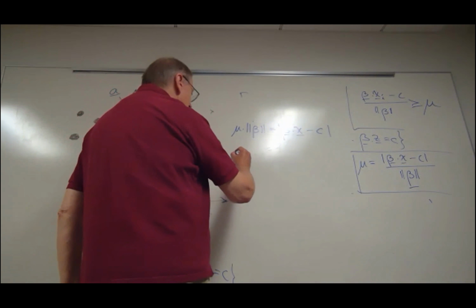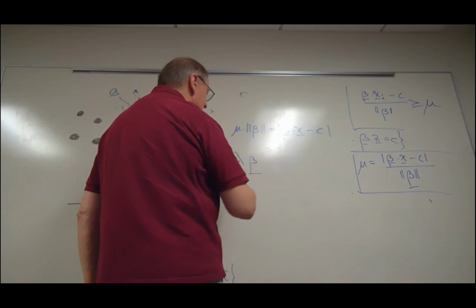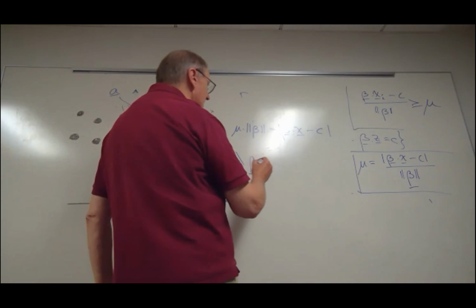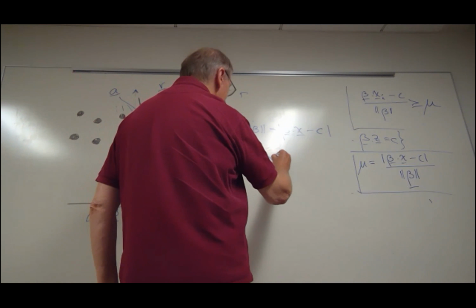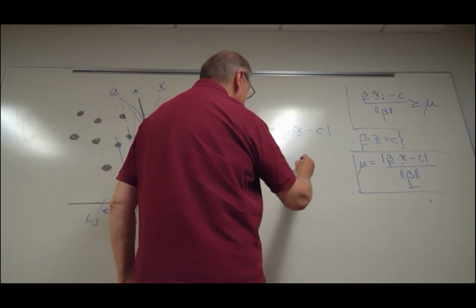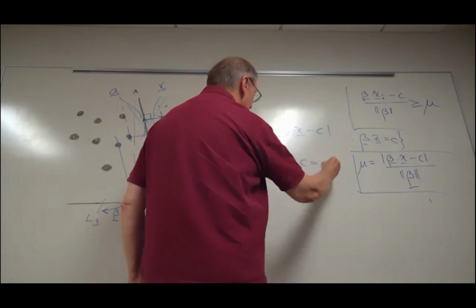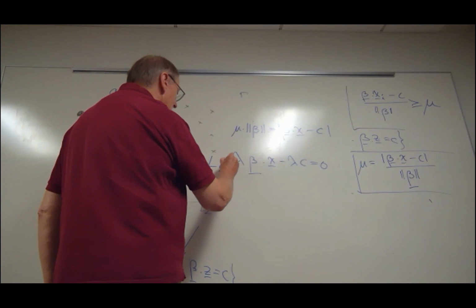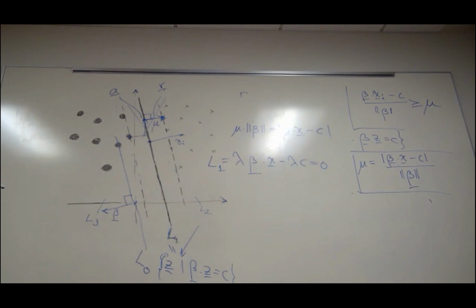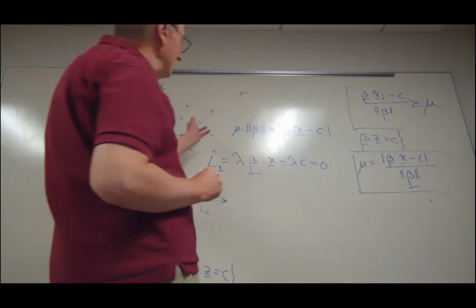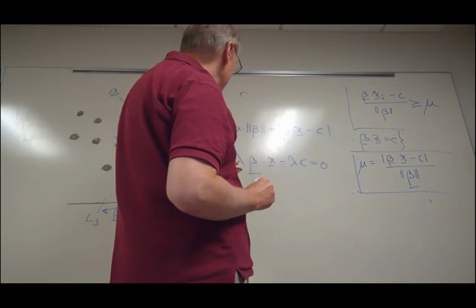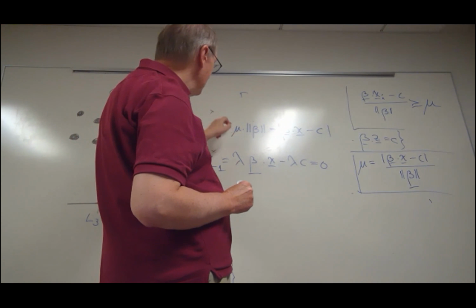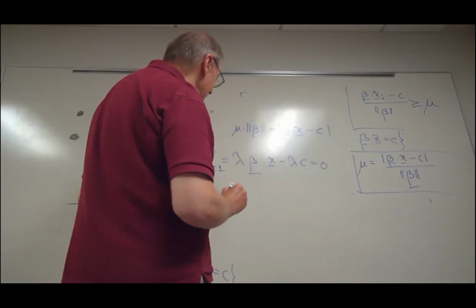So we look at lambda times beta instead. It'll still be perpendicular to this line, but the L1 here will be the line satisfying this condition. So L1 will be equal to the set of points satisfying this equation. The idea is that by multiplying beta by an appropriate scalar, in this case lambda will be 1 over mu times the norm of beta.